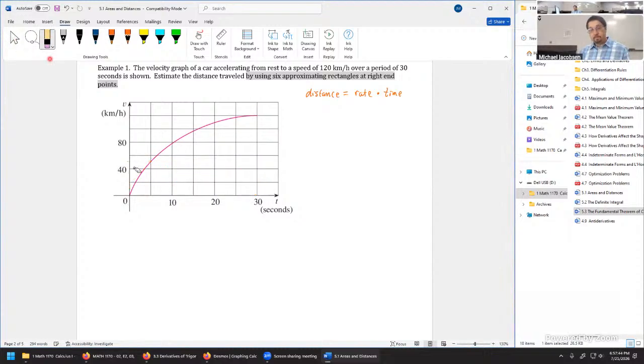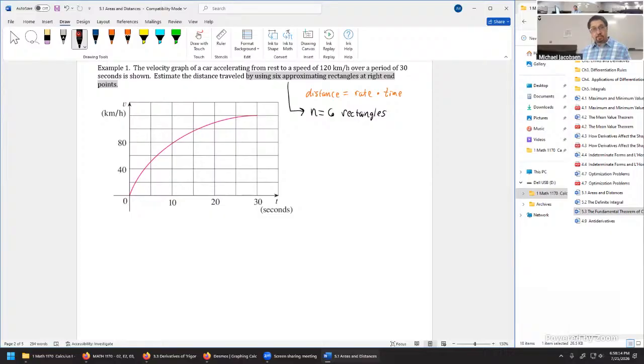We want to make an estimate of what the velocity was at certain time intervals, and it tells us just how many to use: use 6 approximate rectangles at right endpoints. So let's start off with that information. The number of approximate rectangles we'll often write as n. N equals 6 rectangles, not just one, like we indicated in those 2 extreme cases.